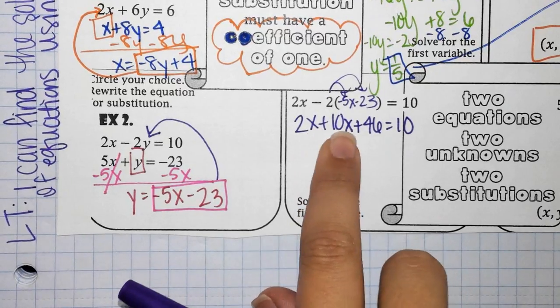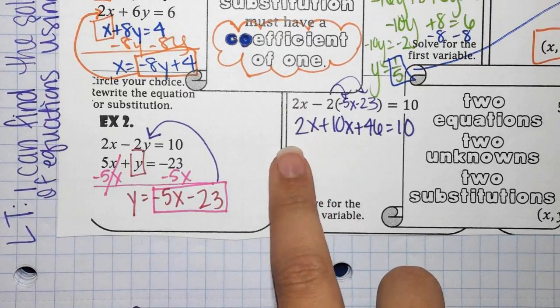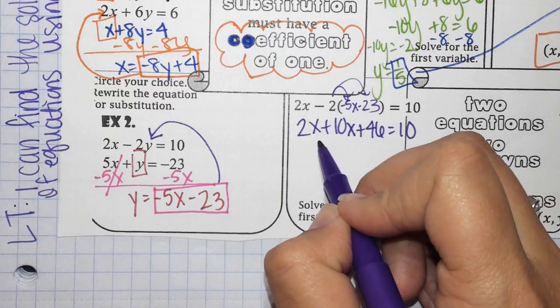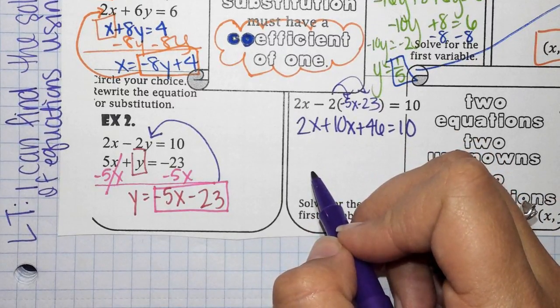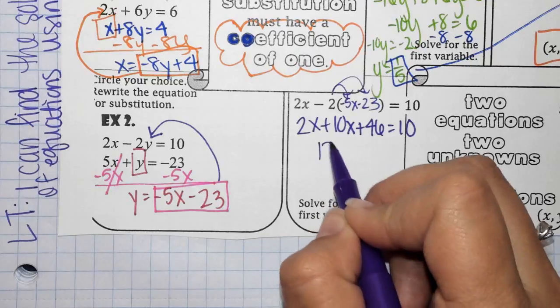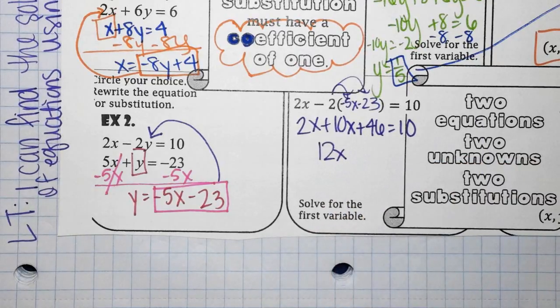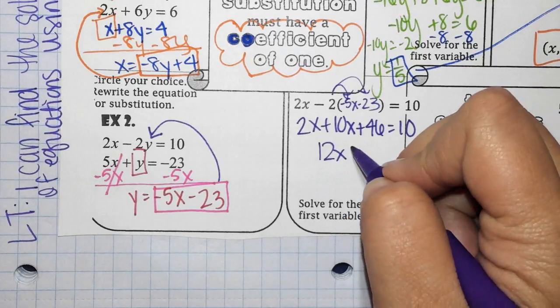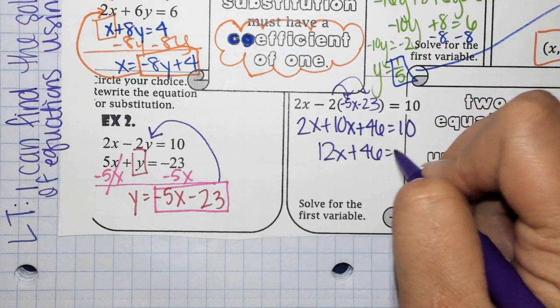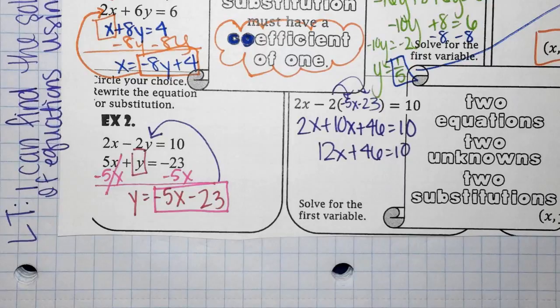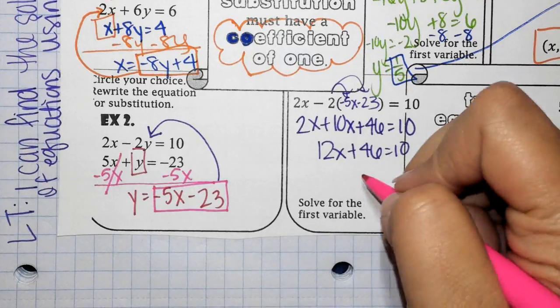Awesome. All right, now, do we combine like terms? Yes. What's 2x plus 10x? 12x. Don't multiply there, Colby, but that's okay. That's a common mistake. 12x plus 46 equals 10. What do I do from here? Subtract what? Look at you go. Take a point.